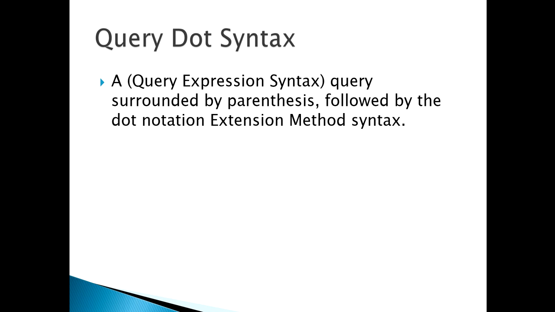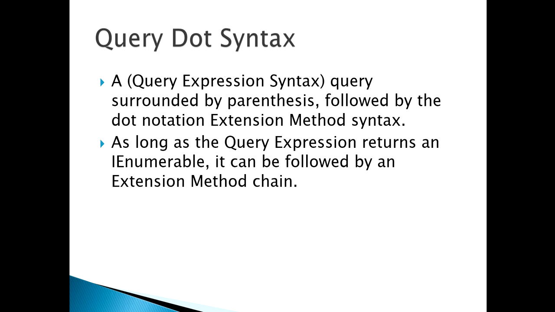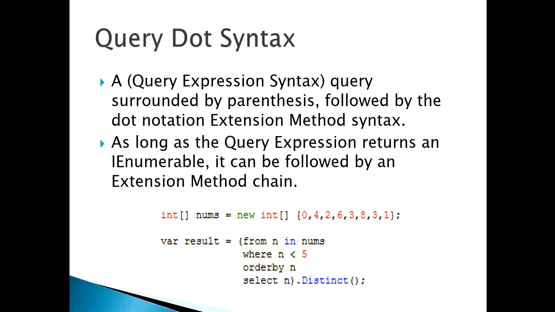And then we wrap the whole thing in brackets and follow by an extension method, okay? As long as the query expression returns an IEnumerable, it can be followed by a whole chain of extension methods. So for example, there is no distinct operator available, or a way to say distinct, in the query expression syntax itself, right? So if I want to guarantee distinct, in other words, unique values to be returned, right?